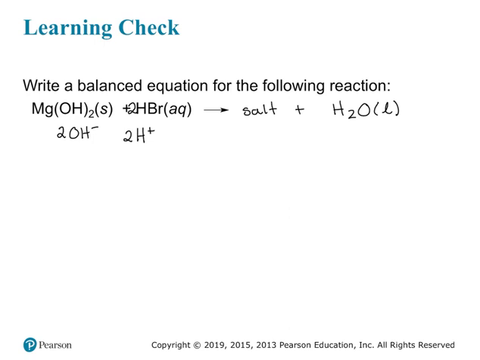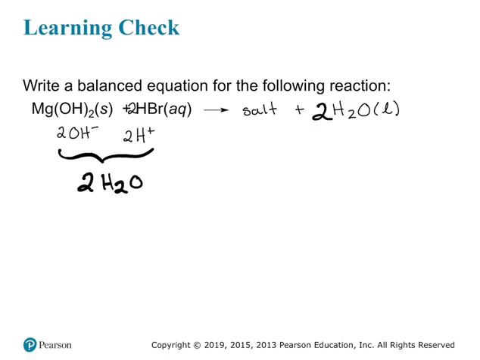Okay, so now in the next step, we need to balance the number of water molecules. So if we have 2 hydroxide ions and 2 hydrogen ions, how many water molecules can we make? 2. So that means we need to put a 2 in front of H2O in our products.